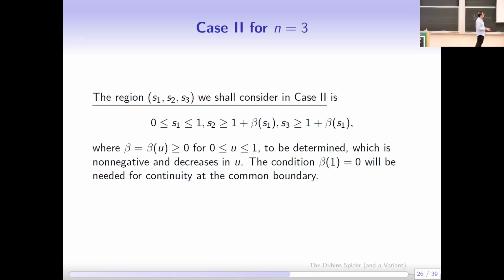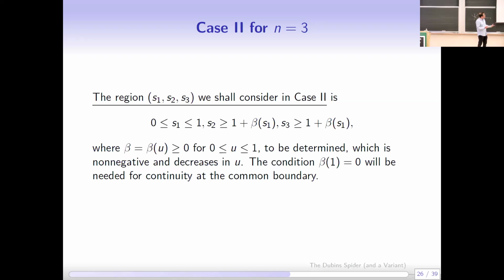So what do you do then? Consider a second case. So now we're going to consider where not all of them are greater than or equal to 1. We're going to consider a case where S2 and S3 are greater than or equal to 1. S1 will be less than 1. And how much S2 and S3 are greater than 1 will depend upon some function where you can determine there needs to be continuity at this common boundary. And the rationale behind this is that you're looking for when to stop. In the first case, you have a stopping point if S1, S2, and S3 are all greater than or equal to 1.